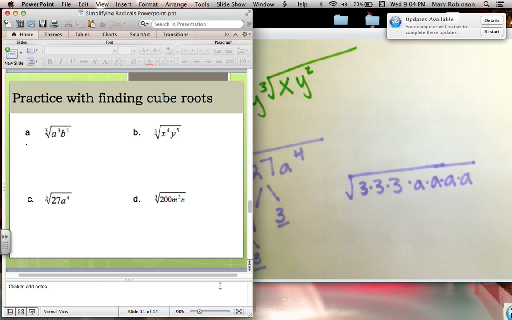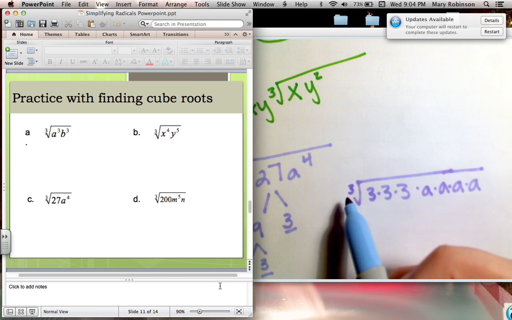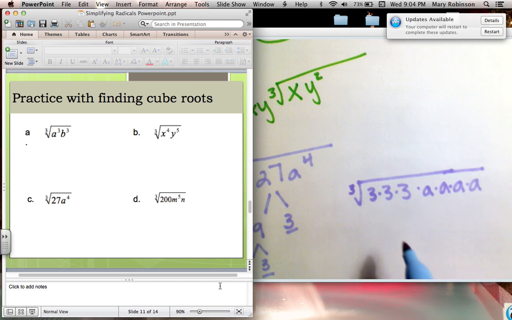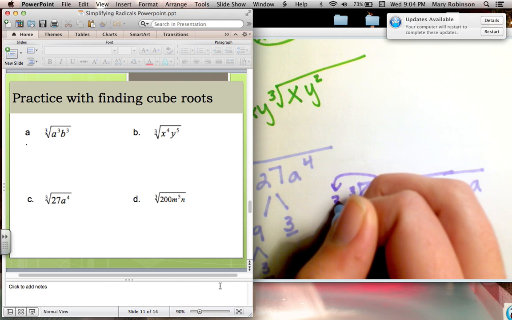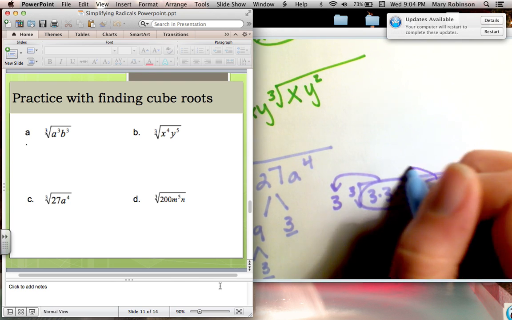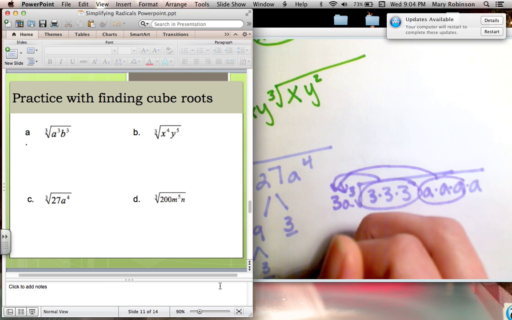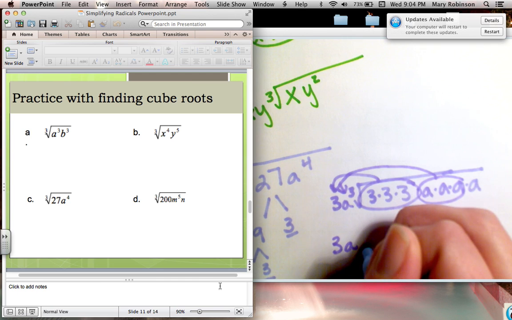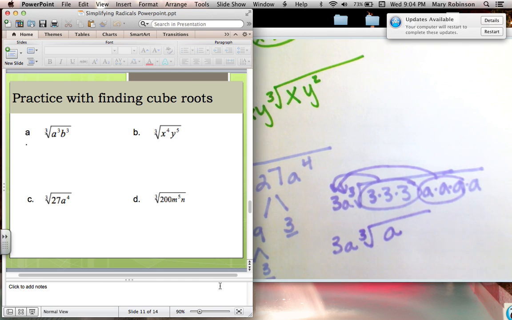That's my prime factorization. It's a cube root, which means it's going to require 3 of a number or a variable in order to bring it out from under the radical. Here we have 3 3's, so a 3 can come out. And we have 3 a's, so an a can come out, which means we are left with 3a, the cube root of a. That's our answer.